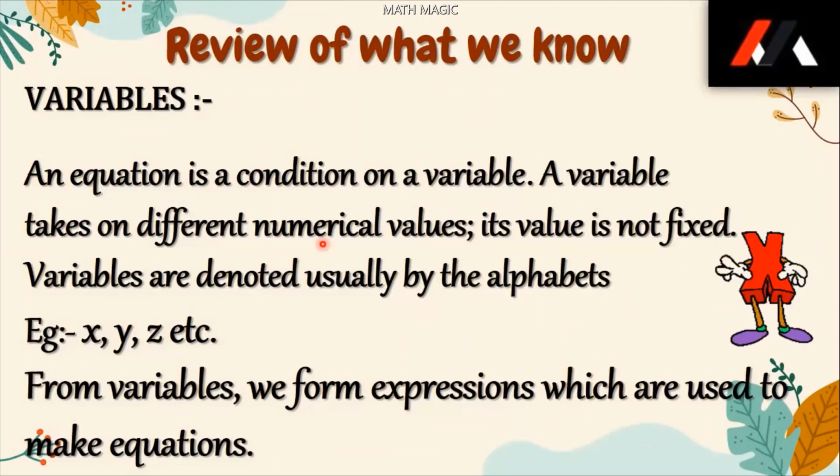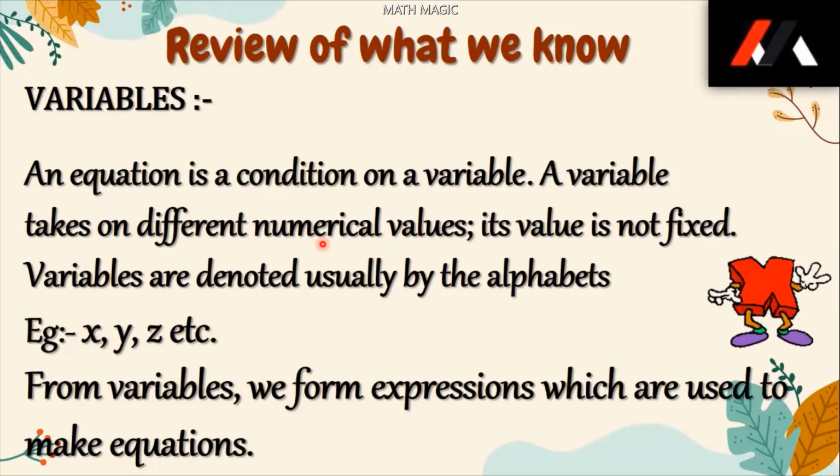Now a review of what we know. A variable takes on different numerical values. Its value is not fixed. Variables are denoted usually by the alphabets. An equation is a condition on a variable. For example, I'm taking up an equation, say 2x plus 5 is equal to 10. Now, x has a particular value to be equal to the RHS.